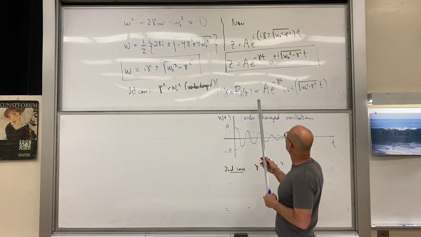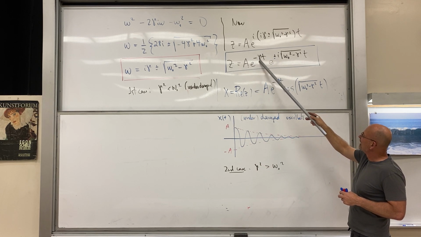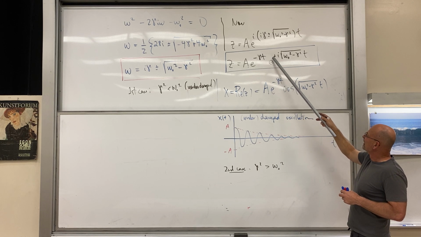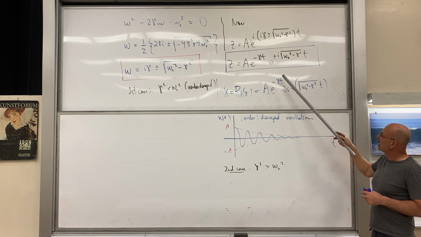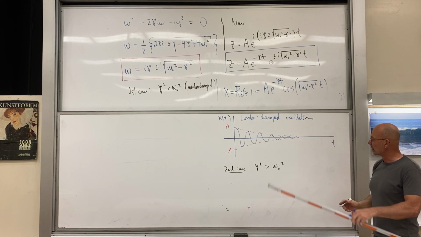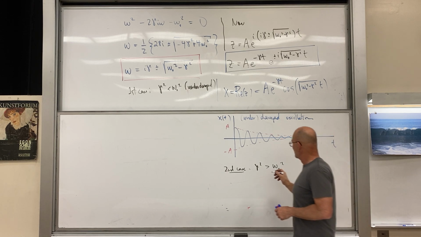Where's our function? When we plug that in here, we get e to the minus gamma t, and then e to the plus or minus something else times t. But it's no longer oscillatory. You guys may want to check that out. Overdamped.